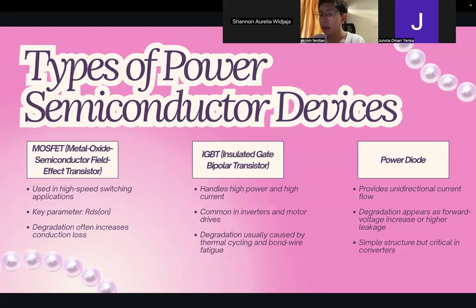And the third one is the power diode, which provides unidirectional current flow. And secondly, degradation appears as forward voltage increase or higher leakage. It has a simple structure but is critical in converters.